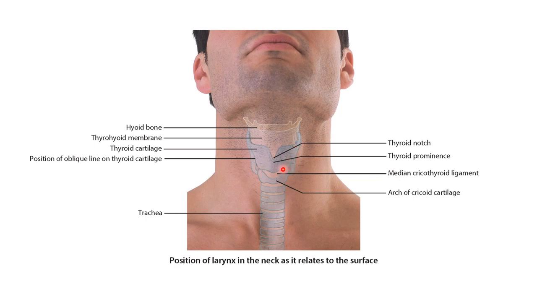Okay, and then as we go inferiorly, we will encounter another cartilage of the larynx, which is your cricoid cartilage. Your cricoid cartilage is connected to the thyroid cartilage through this one. This is your cricothyroid membrane or cricothyroid ligament. And then as you go more inferiorly, you will now encounter the trachea.